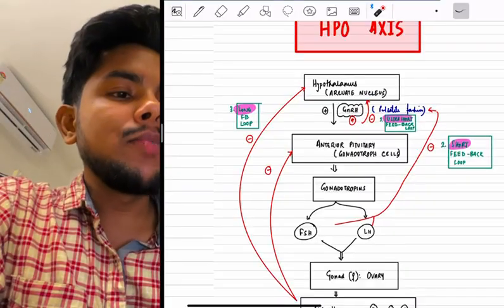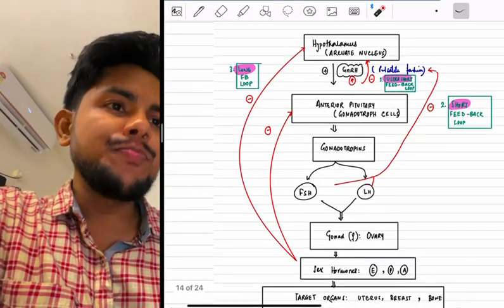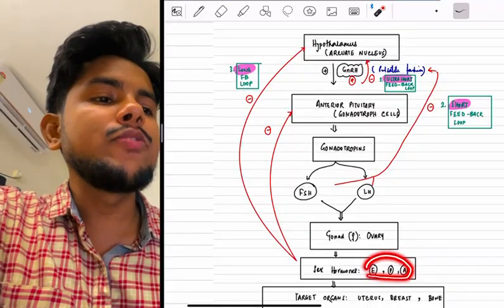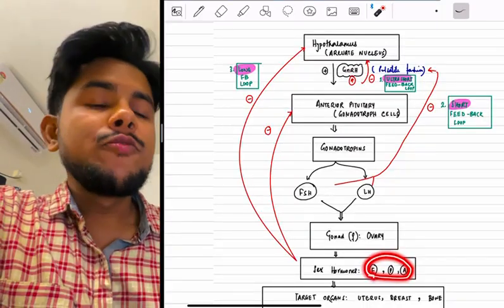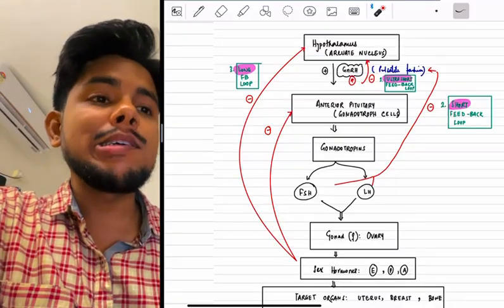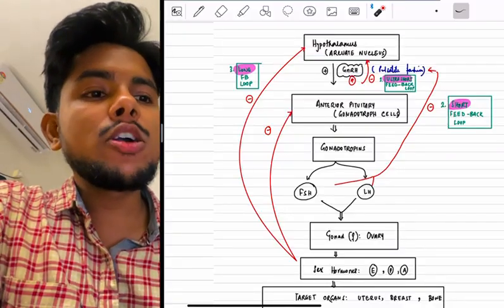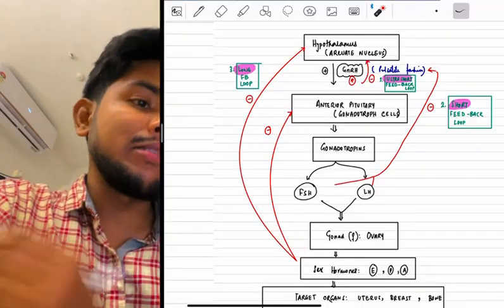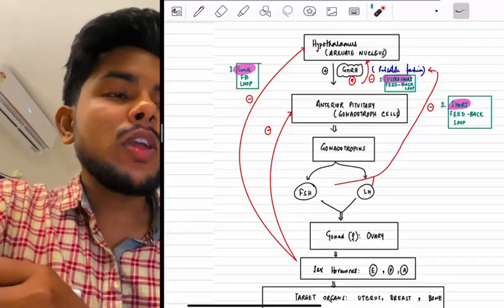And then comes the ovary. When the ovarian steroid hormones like estrogen, progesterone, and androgen are elevated and exceed the normal physiological value, they are going to exert negative feedback on the anterior pituitary gland as well as the hypothalamus, and this is called the long feedback loop.